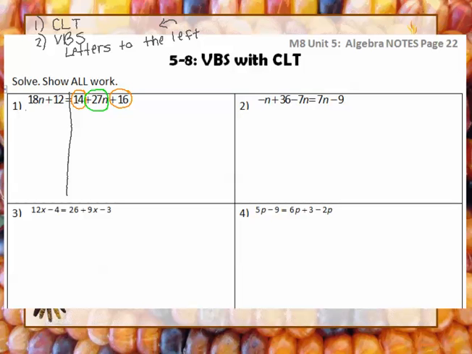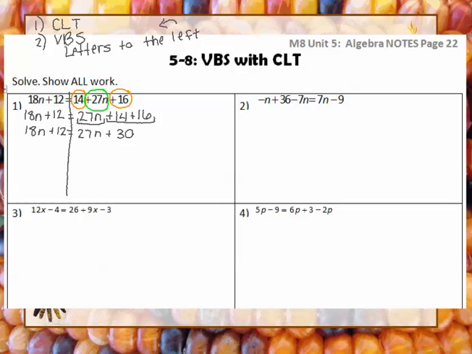So let's rewrite it. I'm going to rewrite the first side that we're not going to change, and I'm going to rewrite the second side with the letters first. So I'm going to put the 27n and then do my constants, plus 14 plus 16. And then I can combine my like terms. The first side is going to stay the same, 18n plus 12 equals 27n will stay the same, and then positive 14 plus 16 is going to give me a positive 30.